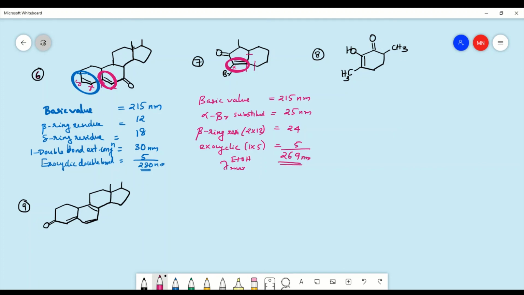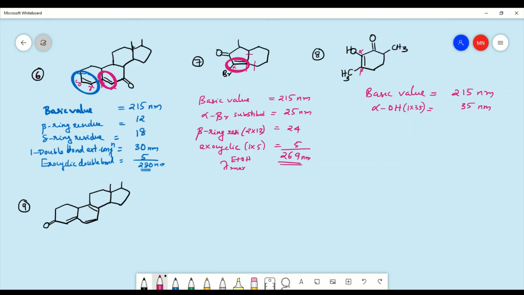Moving on to the third compound. If you are looking into it, it's a 6-membered cyclic alpha beta unsaturated ketone, right? So the basic value for a 6-membered one is 215 nanometer. Now there is one alpha OH substituent and its contribution is 35. So 1 into 35, so 35 nanometer. OH group is a polar group. That's why the contribution is more, 35.